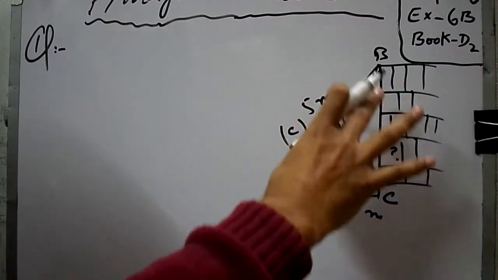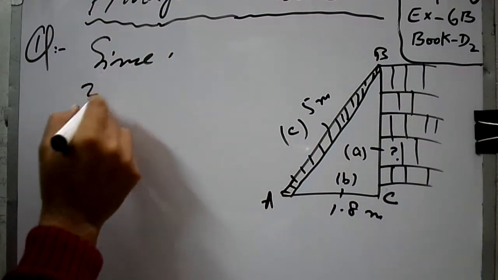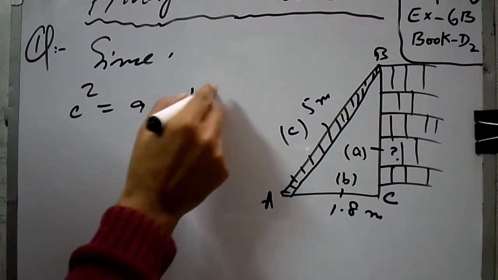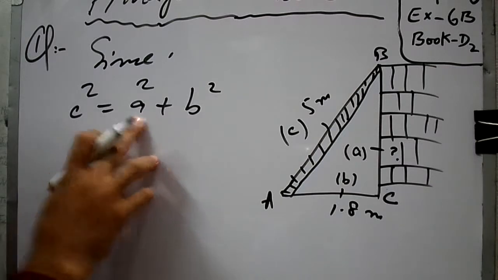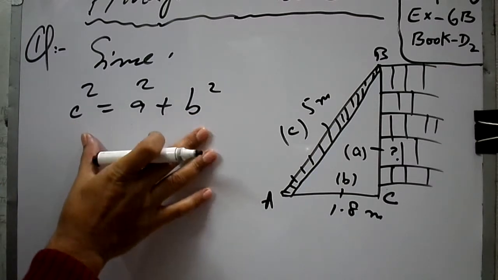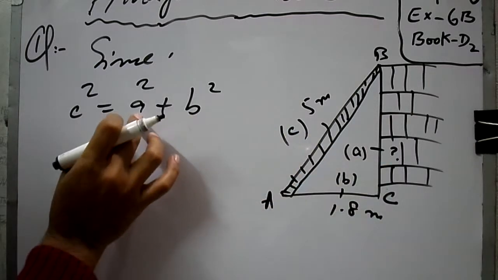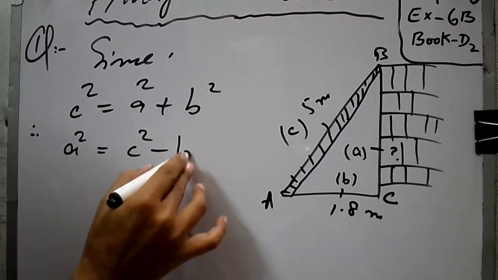By Pythagoras theorem, c square is equal to a square plus b square. That is your basic formula of the Pythagoras theorem. That is your altitude, that is your base, and that is your hypotenuse. So we have to find the value of a. So the new formula becomes, therefore, a square is equal to c square minus b square.